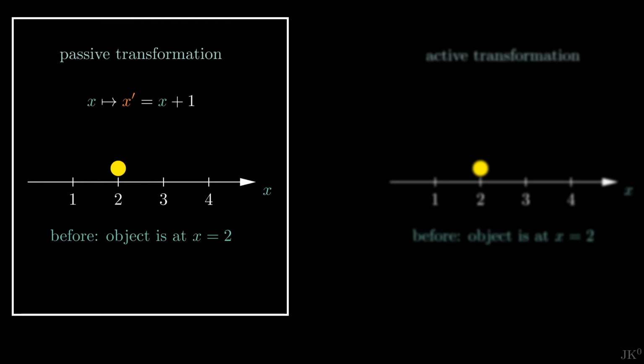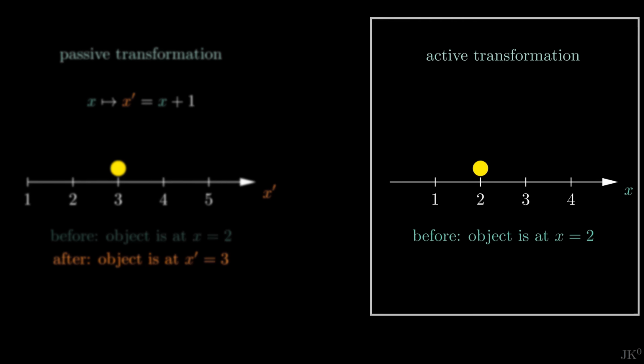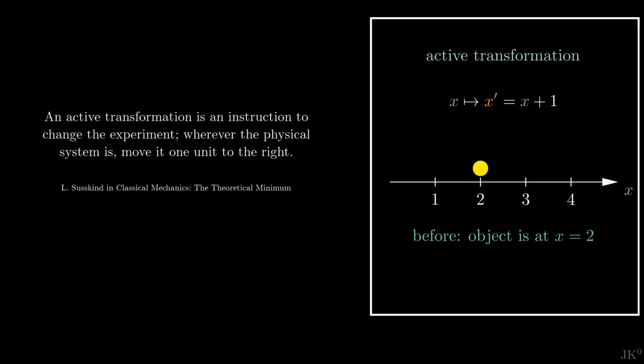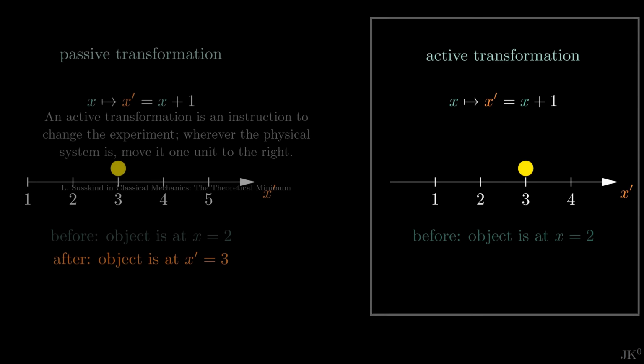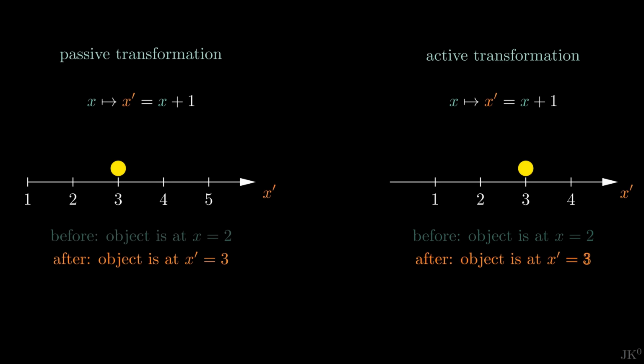In a passive transformation, we don't do anything to the system. We just relabel the coordinates of the configuration space. On the contrary, in an active transformation, we do not relabel the coordinates. Paraphrasing Lenny Susskind, an active transformation is an instruction to change the experiment. Wherever the physical system is, move it one unit to the right. Notice that the initial and final coordinates of the two types of transformation coincide.